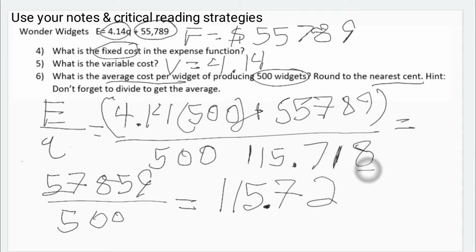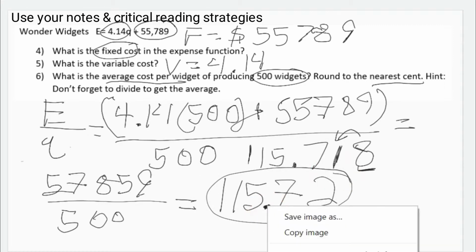Okay, remember 5 and up rounded up. So I look at this and I'm going to round this up to the nearest cent. So that's 2 decimal places. So this would be my final answer. So make sure you're putting in the decimal also. There's a huge difference between those two answers.